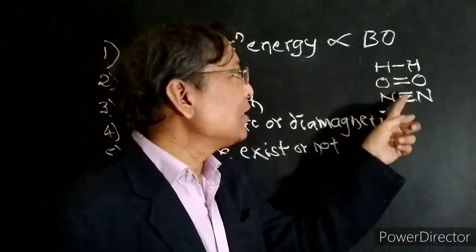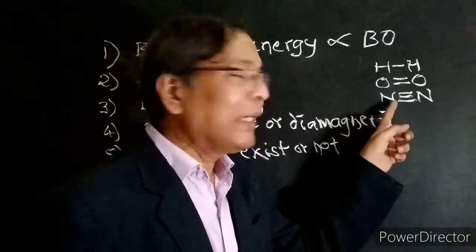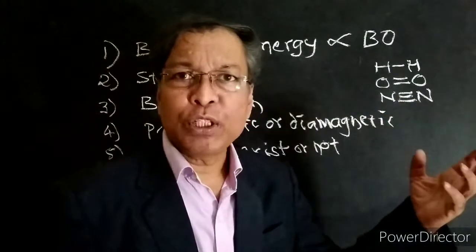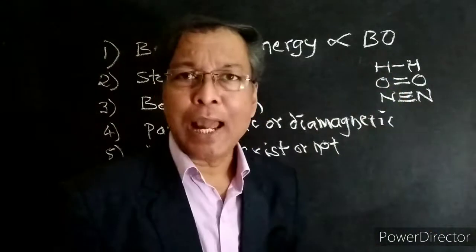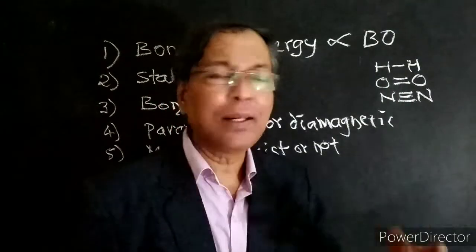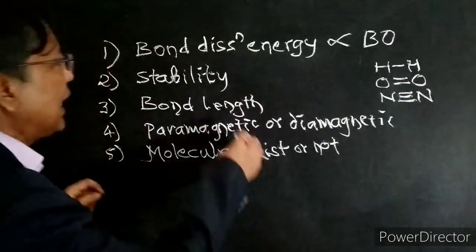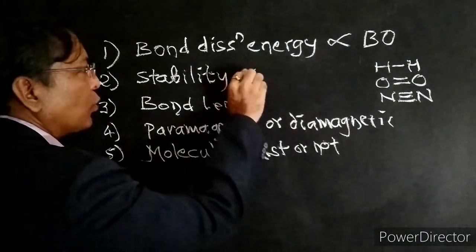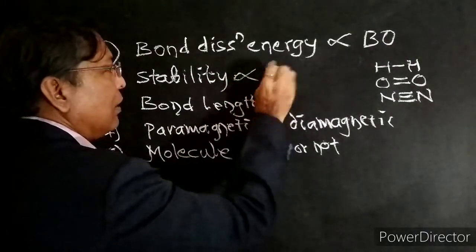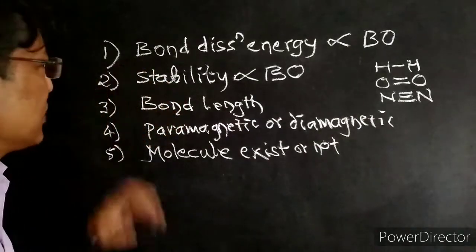Therefore, we can say that nitrogen is more stable because it has more bond order. Nitrogen is more stable than oxygen and hydrogen as nitrogen has bond order 3, which is higher than the oxygen and hydrogen bond order. Therefore, stability is directly proportional to bond order. As the bond order increases, stability also increases.